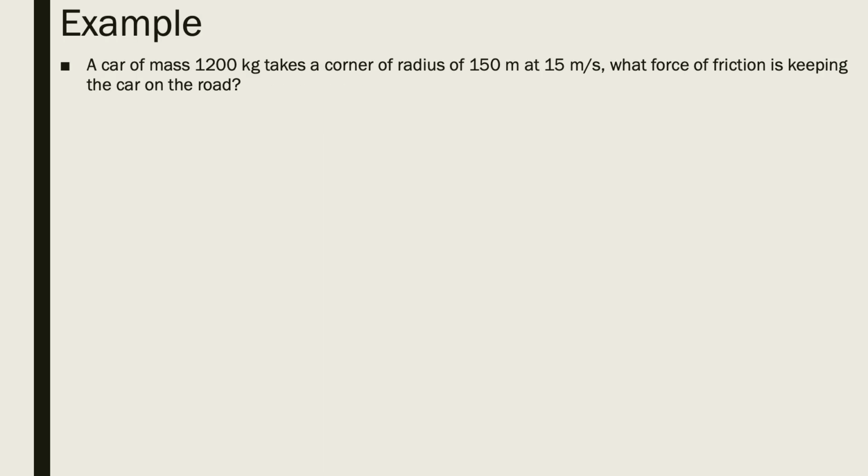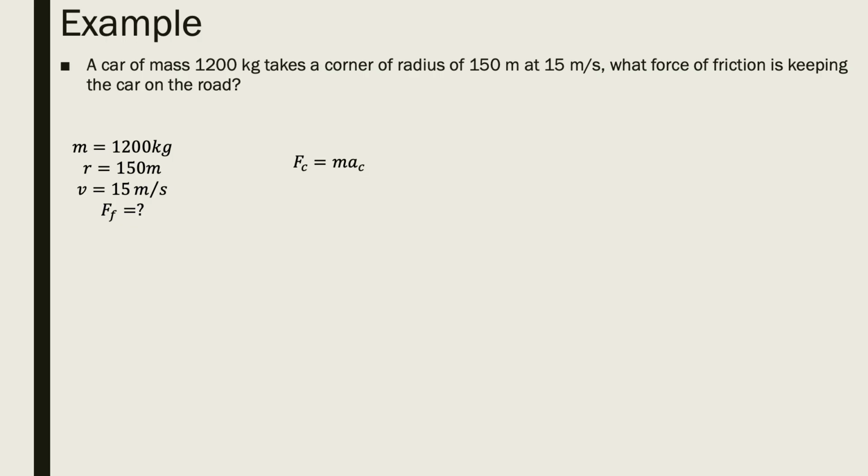So we'll look at an example. We have a car of mass 1,200 kilograms that takes a corner of radius 150 meters at a speed of 15 meters per second. We want to know what force of friction is keeping the car on the road. In this case, our friction force is causing our centripetal force, allowing the car to turn. So writing out what we have, we know our mass is 1,200 kilograms. We know the radius of the corner is 150 meters, and we have a speed of 15 meters per second.